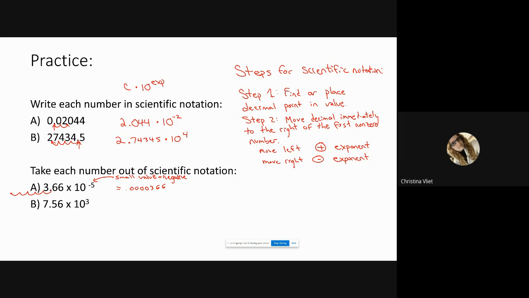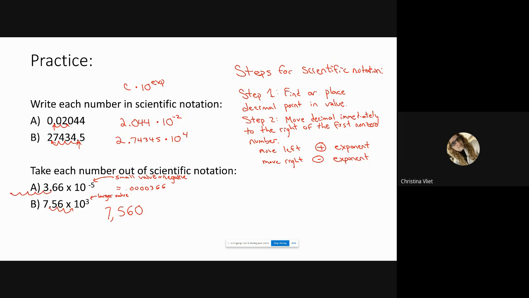And then for the other one, B, 7.56 times 10 to the third. This is a positive exponent, so that means it's a larger value, something larger than 10. So do I move my decimal to the left or the right to restore the number in standard form? Right. To the right. So it's going to go 1, 2, 3. And it would be 7,560. Do I place a decimal, yes or no?